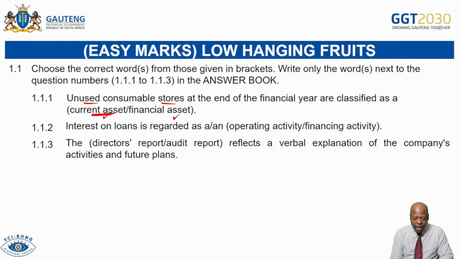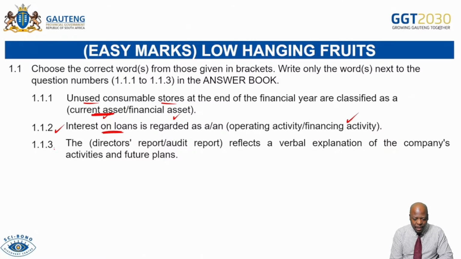Definitely it is your current assets. When you talk about your financial assets, we're talking about things such as your fixed deposit that is said to mature in more than one financial period. So that is what your financial assets are. So the answer here will be your current asset. The second question then reads, interest on loans is regarded as operating activity or financing activity. This is interest on loan. So interest on loan is your financing activity.